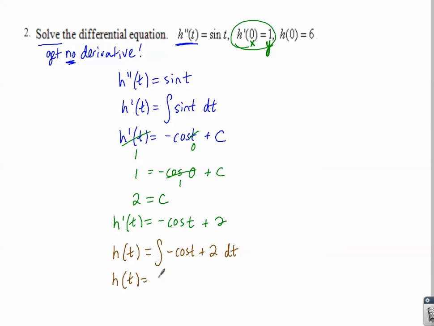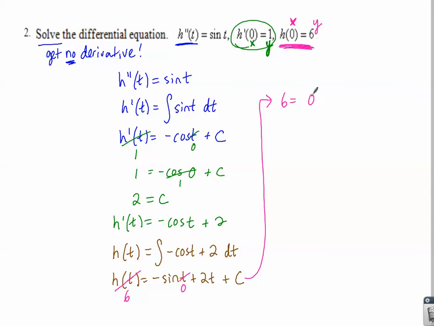h of t equals negative sine of t plus 2t plus c. In my given information, I know h of 0 is 6. So here's an x for this y: 6, 0 here. So I have 6 equals the negative sine of 0, which is 0, plus 2 times 0. I had 2 places to plug in 0. That looks like c will be 6, and therefore h of t equals negative sine of t plus 2t plus 6.